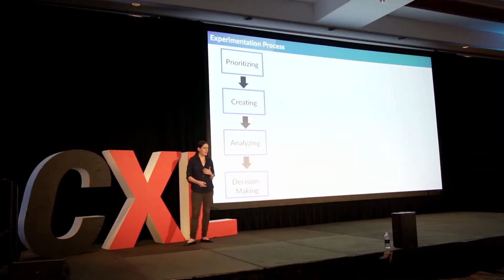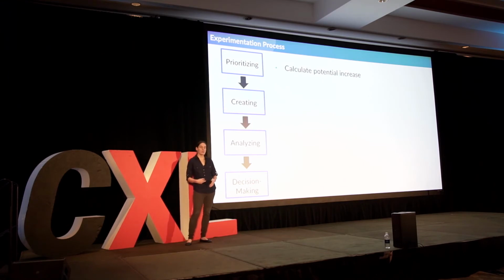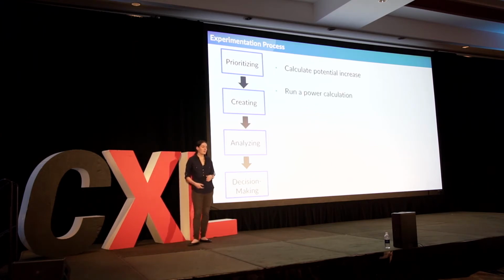Wrapping up, the 6 guidelines I talked about today. First is prioritizing, and my guideline here is to calculate the potential increase. So how many new conversions would you get a day if it worked? And doing this based on the population of your test, their current conversion rate, and the increase you expect to see. Next is to run a power calculation, calculating how long it would take you to get 80% power to detect that increase.